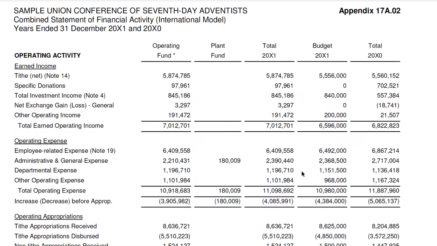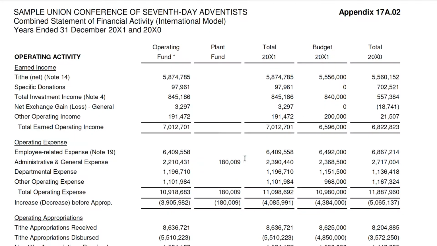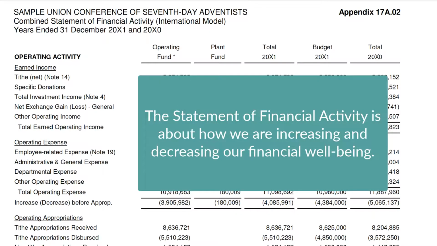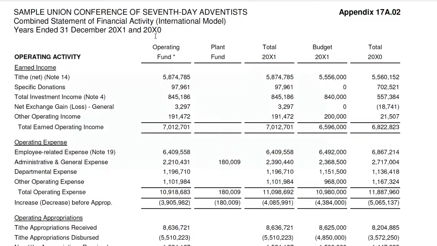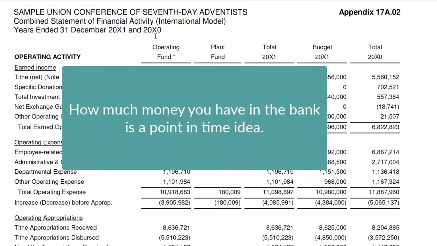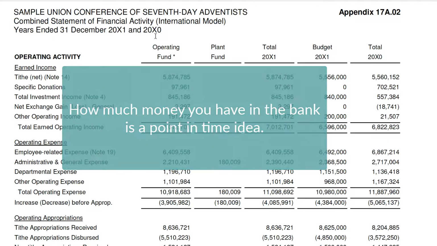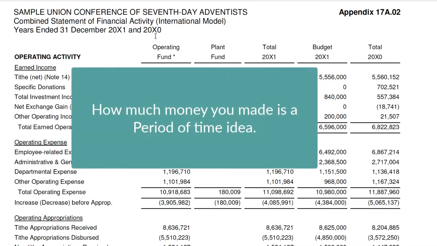The measurement of how much we've increased our well-offness during the year is captured by the statement of financial activity. The statement of financial activity is about a period of time. The balance sheet was about a point in time at the end of the year, and the statement of financial activity is about the period of time. So if someone asks you, how much money do you have in the bank? You would say, on December 31st, I had so much money in the bank. How much money did you make last year? You would say, last year I made such and such amount of money.